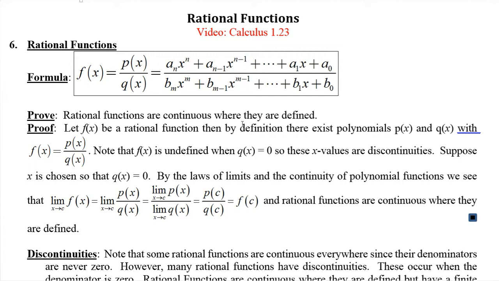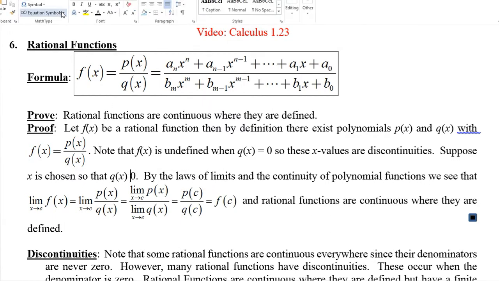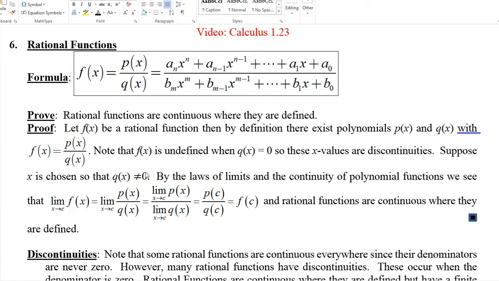So to prove that they're continuous where they're defined, we can just use some properties of limits and properties of continuous functions that we've already looked at. So if f of x is a rational function, by definition there exist these polynomials p and q, where f of x is p of x over q of x. And note that f of x is undefined when q of x equals 0, so those x values are discontinuities. Now suppose x is chosen so that q of x is not equal to 0.